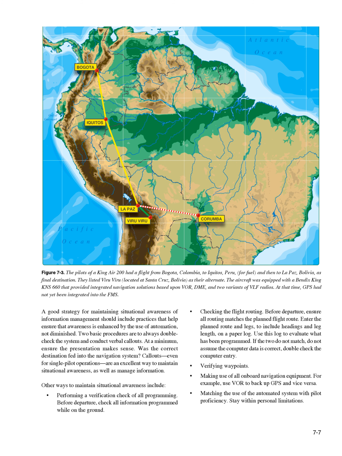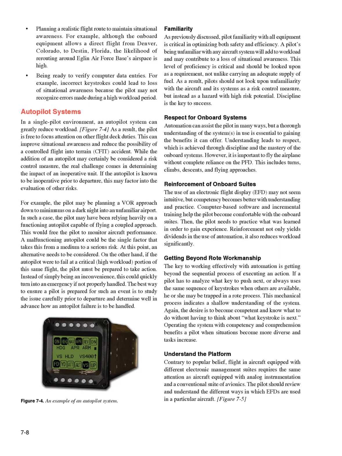Verifying waypoints. Making use of all onboard navigation equipment. For example, use VOR to back up GPS and vice versa. Matching the use of the automated system with pilot proficiency. Stay within personal limitations. Planning a realistic flight route to maintain situational awareness. For example, although the onboard equipment allows a direct flight from Denver, Colorado, to Destin, Florida, the likelihood of rerouting around Eglin Air Force Base's airspace is high.